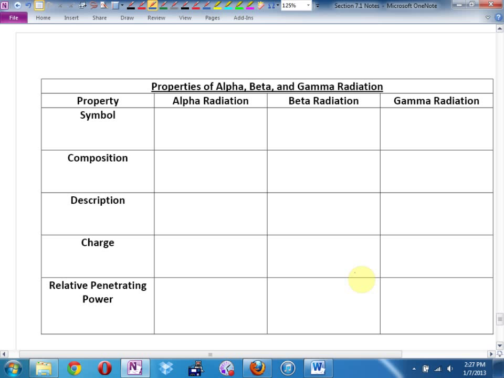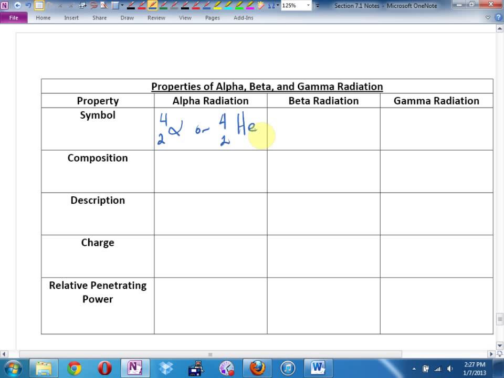Okay. For alpha radiation, it's got a mass of 4, it's got a charge of 2 protons, and you can either use the alpha symbol, or because it's a helium nucleus, you can just write the helium symbol.